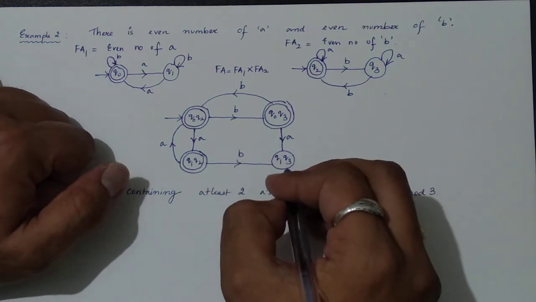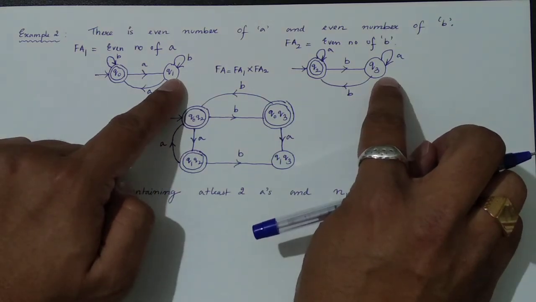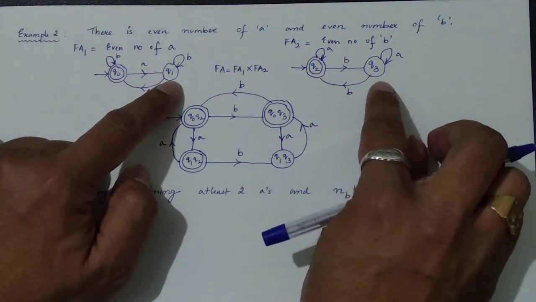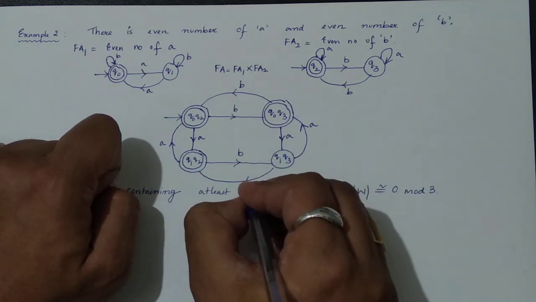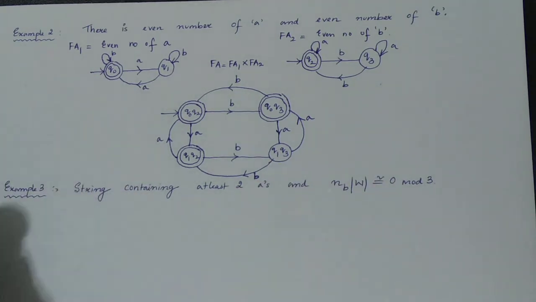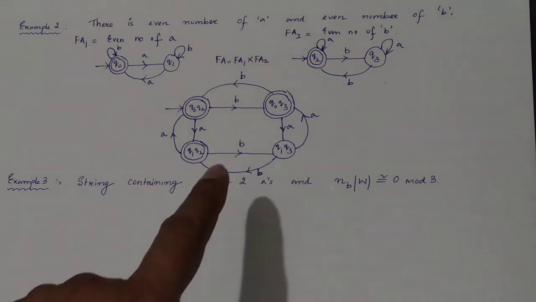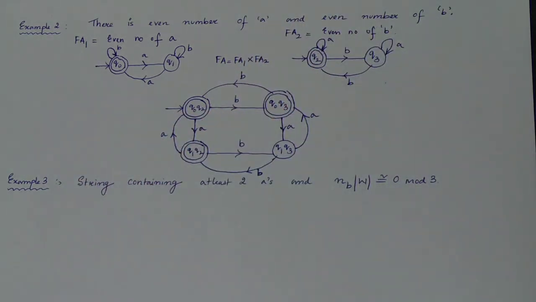Now left out with Q1, Q3. Q1, Q3 on A, where is it going? It is going to Q0, Q3, correct? So I can draw a backtrack over here. And Q1, Q3 on B, where is it going? It is going to Q0, Q2. So this will be a backtrack. And this is your final construction of this compound automata, where we have two conditions, that is, there is an even number of A and an even number of B. Clear? Now we are left with the last example, where we will be looking into the number of B's and the number of A's.